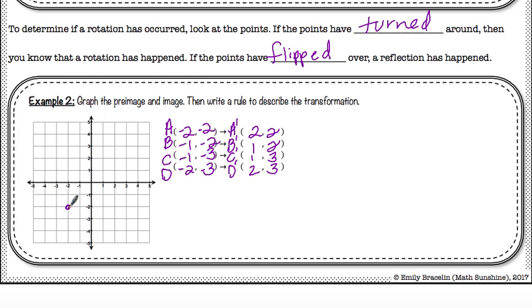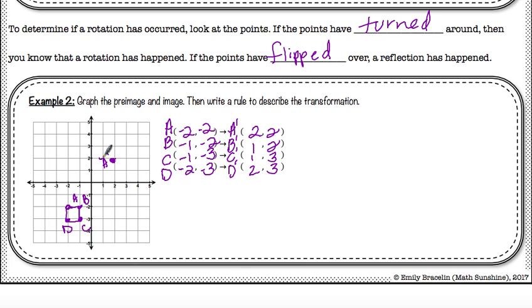-2, -2 is A, -1, -2 is B, -1, -3 is C, -2, -3 is D. It looks like it's a cute little square. And then I'm going to graph 2, 2 is A prime.